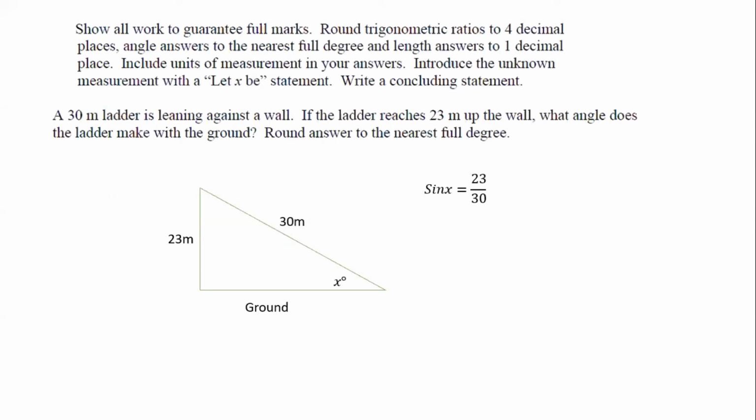All right. How do I get x though? I'm not interested in the sine of x. What I want is x. Remember this? Sine to the minus 1. If I'm trying to find an angle, I always use sine to the minus 1 or cosine to the minus 1 or tan to the minus 1. So x is equal to sine to the minus 1 of 23 over 30. So once I figure out what sine to the minus 1 of 23 over 30 is, I have my answer. All right? So here we go. Sine. Hopefully getting the same thing I just put on the screen.